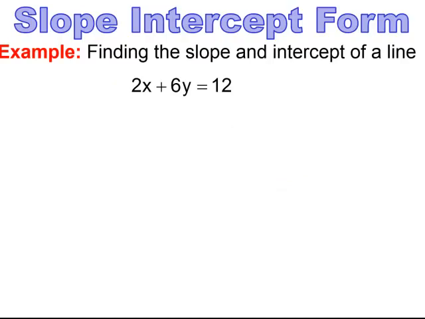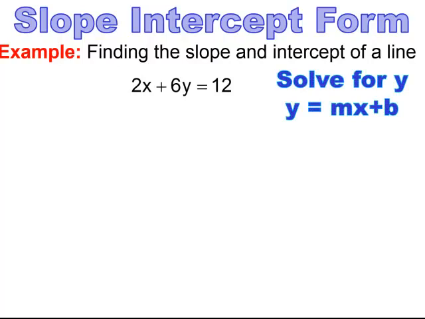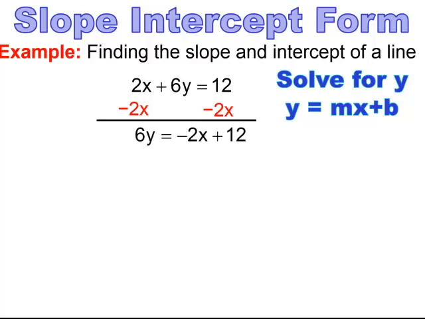Finding the slope and the intercept of a line. In order to find the slope and the intercept of the line, we have to have the equation in slope-intercept form, where it's y equals mx plus b. So in this equation, 2x plus 6y equals 12, I need to solve the equation for y. So to solve for y, you want to first get rid of what's around it versus what's attached. So I want to move that 2x to the other side of the equal sign. And to move it, because it's positive, I'm going to subtract 2x from both sides. So I'm going to be left with 6y equals -2x plus 12.